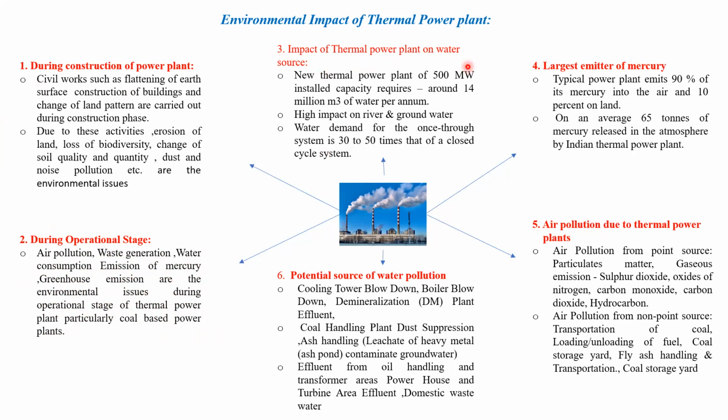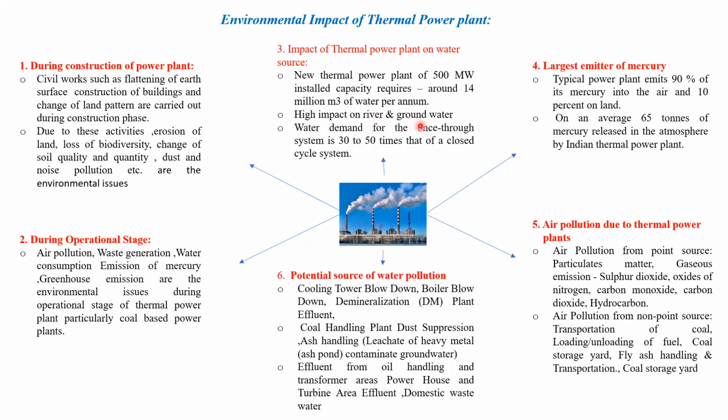The third impact is of thermal power on water source. A new thermal power plant of 500 megawatt installed capacity requires around 14 million meter cube of water per annum. So this much water is going to be used per year. Just imagine, million meter cube is being used, which will definitely reduce the quantity of water in that area in the earth.